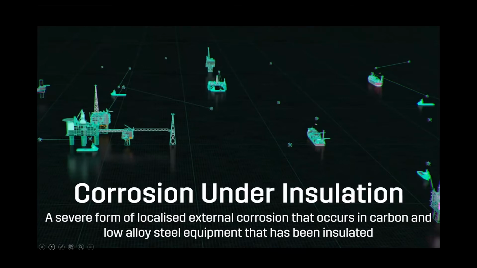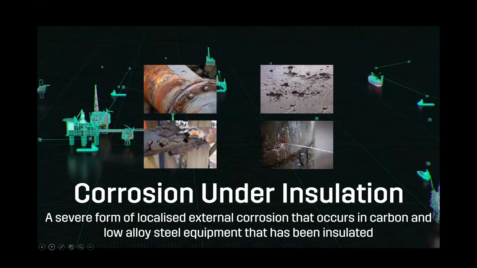So CUI is a blanket term that refers to several different types of corrosion that occurs as a result of perforated or damaged insulation. Water ingress causes corrosion to occur to pipework and pressure vessels, and it is one of the most difficult failure mechanisms to predict and prevent.